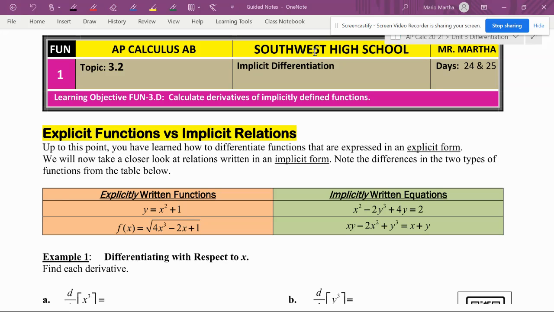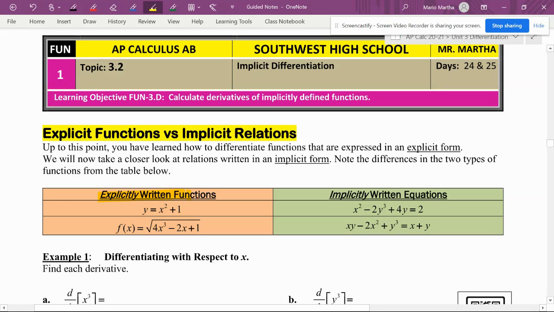So you have your explicitly written functions right there. And then you have y equals x squared plus 1, and f of x equals the square root of 4x cubed minus 2x plus 1. And then you have the implicitly written functions, or equations in this case. And that is x squared minus 2y cubed plus 4y equals 2, and then x times y minus 2x squared plus y cubed equals x plus y.